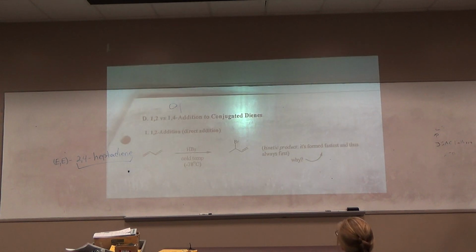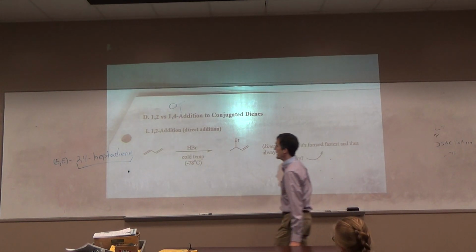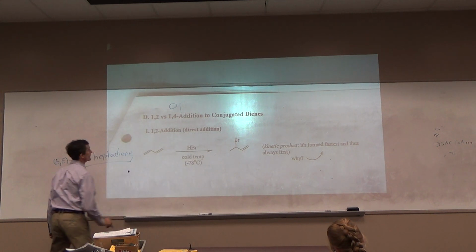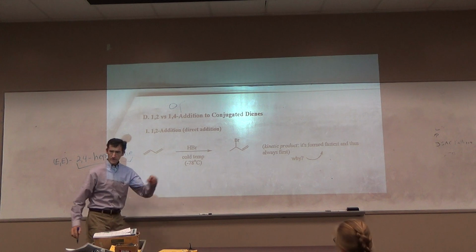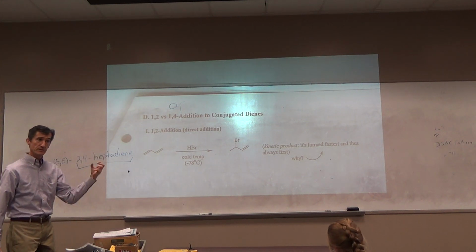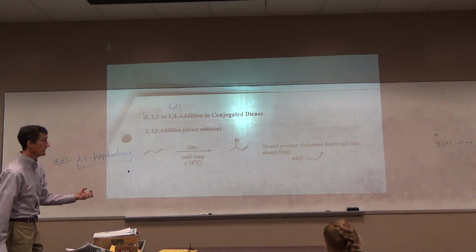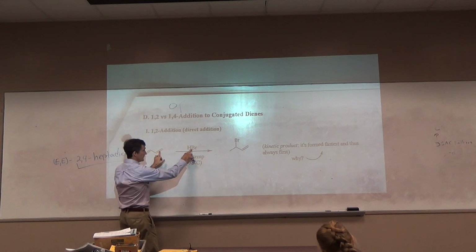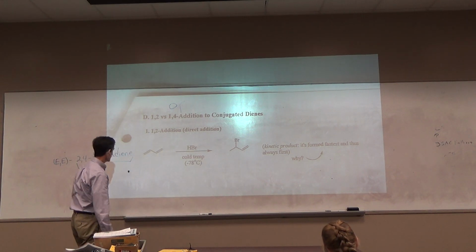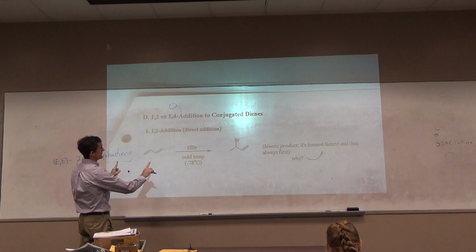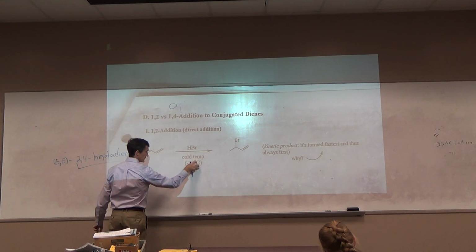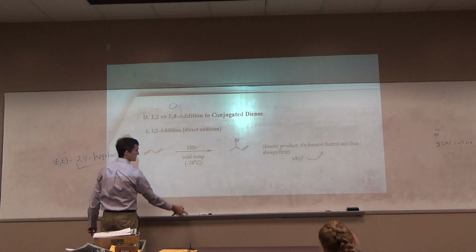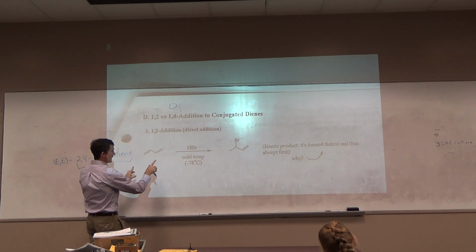Okay, let's look at some chemistry of dienes. 1,2 versus 1,4 addition. We're going to look at very analogous chemistry we just were looking at with alkenes, alkene with HBr. Let's look at this first reaction. What's going on here? By the way, you look at the warm-up page and see a little bit of intro to the cold temperature, warm temperature. What's going on here?